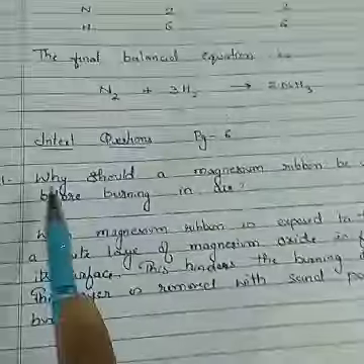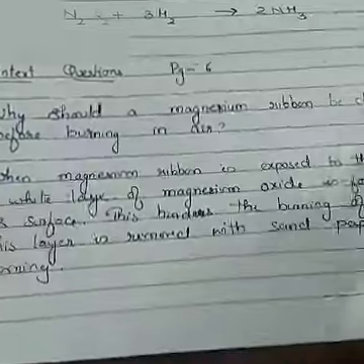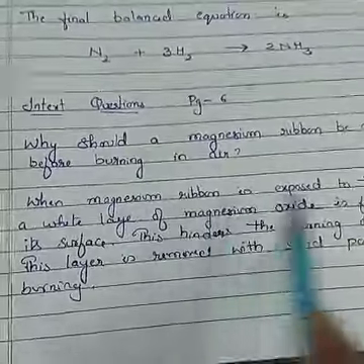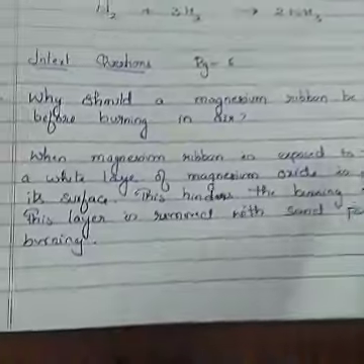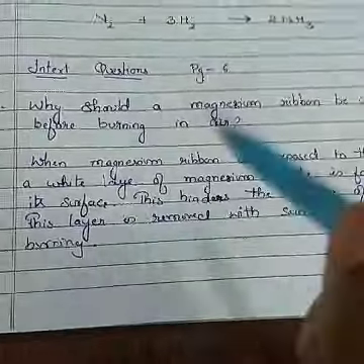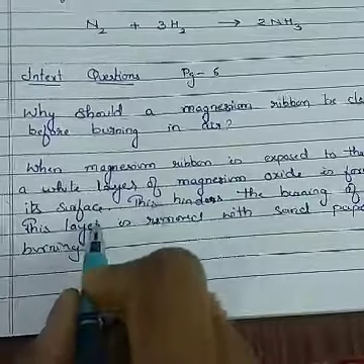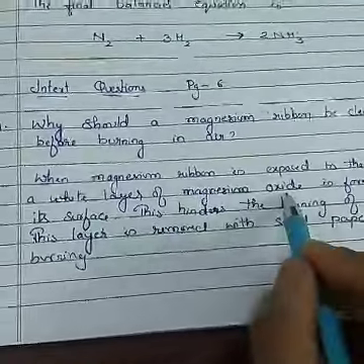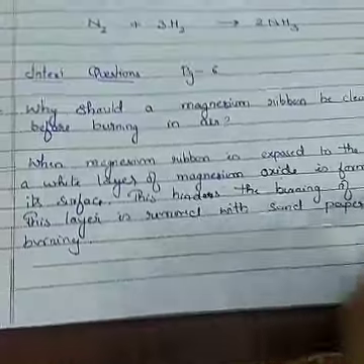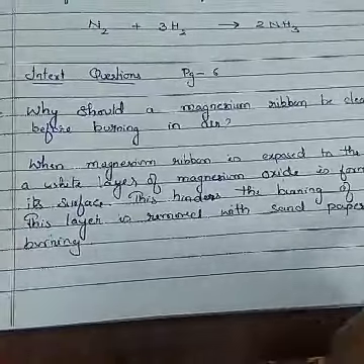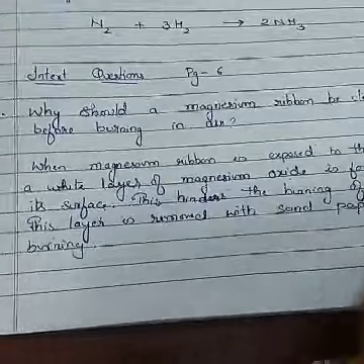Next question. Why should a magnesium ribbon be cleaned before burning in the air? When magnesium ribbon is exposed to the air, a white layer of magnesium oxide is formed on its surface. This magnesium oxide hinders the burning of magnesium. So this layer has to be removed with the help of sandpaper before burning.